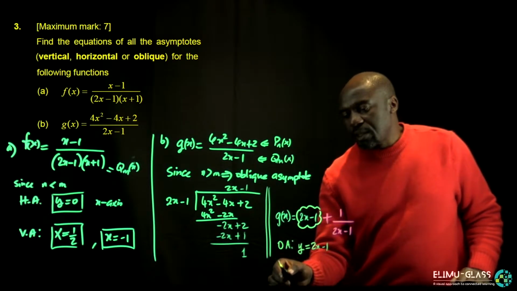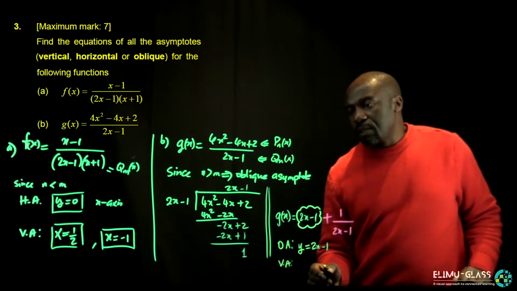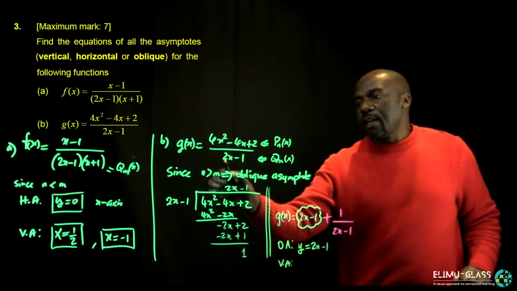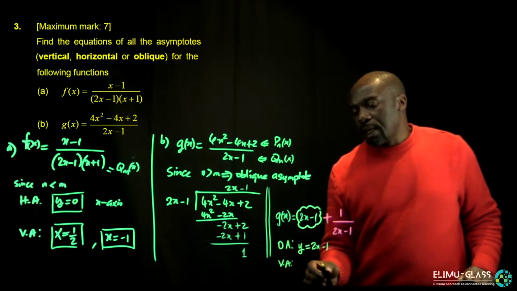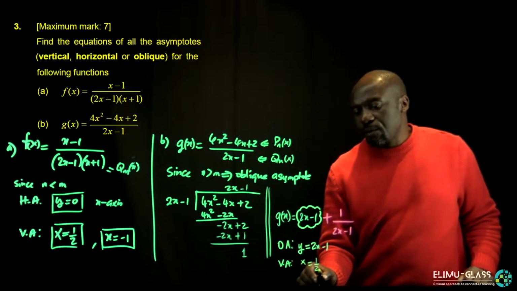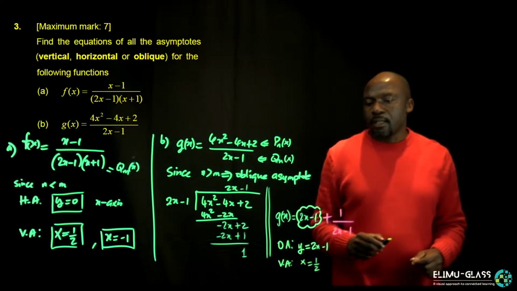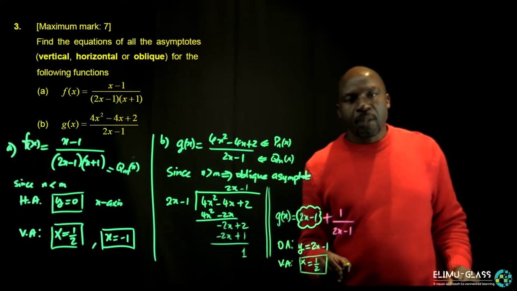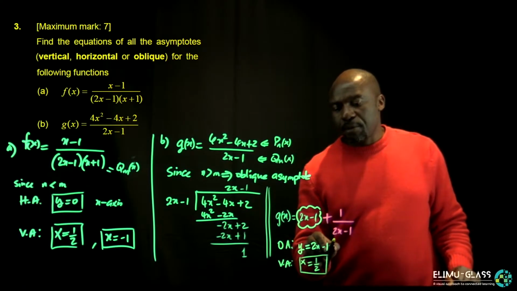The vertical asymptote can still be found. The vertical asymptote is found by determining the value of x that will render the denominator as 0, and again we can see that is the line x equals 1/2. Okay, so these are the solutions to question number 3.